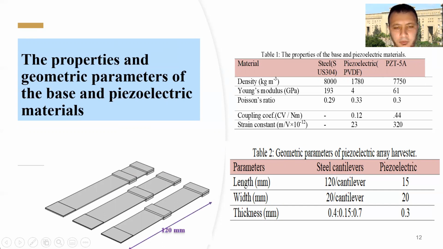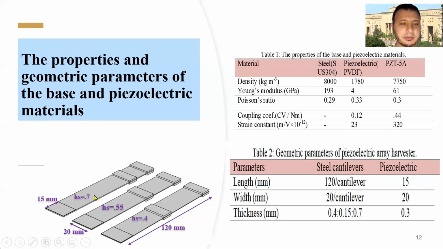The total length of the cantilever is 120 millimeter. The total length of the piezoelectric is 15 millimeter. The width is 20. The thickness of the first beam is 0.4, the second beam is 0.55, and the third beam is 0.7 millimeter. The weight of each mass of the 6 masses equals 10 grams. The harvester is subjected to base excitation Z equals 2 millimeter in that direction.